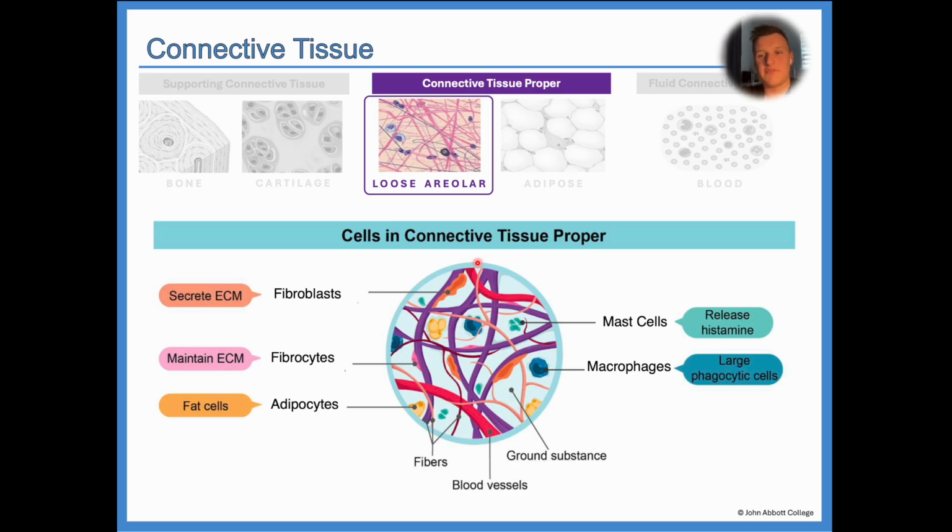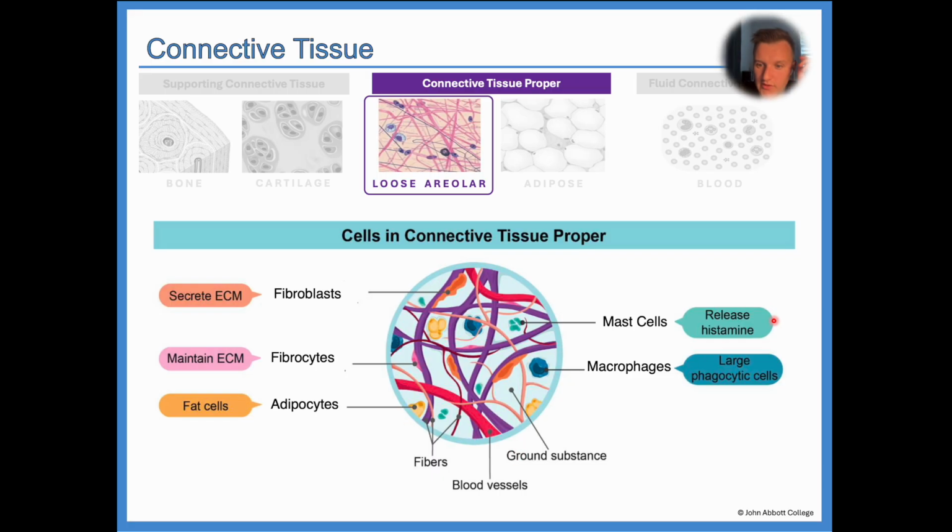Basically, before I go there, cells in connective tissue proper, especially this loose areolar connective tissue, have many types of cells. They have fibroblasts here that secrete ECM and make a lot of this ECM. You have fibrocytes that just maintain the ECM, they're the retired fibroblasts. Adipocytes over here are full of fat, packed with triglycerides.